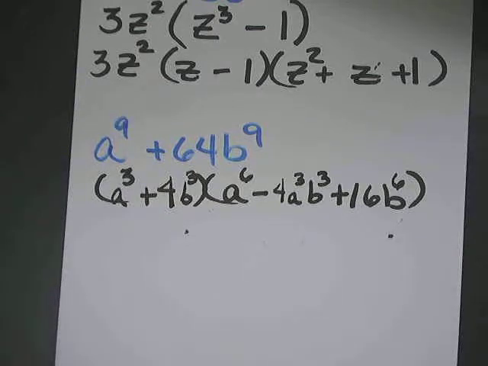Now, about the 64. Cube root of 64 would be 4. 4 times 4, you're going to square it. 16. Okay, put 4 and 16. Signs? Same. Minus. Opposite. Opposite. Positive. Middle term. 4a cubed b cubed. Putting them in alphabetical order.